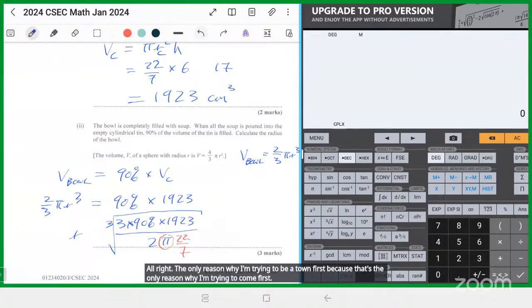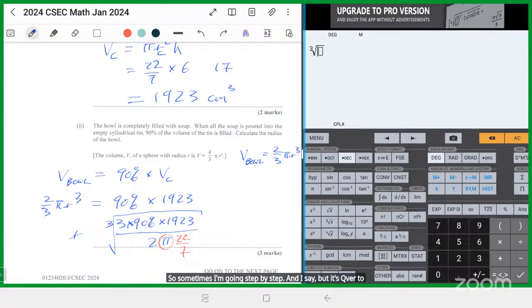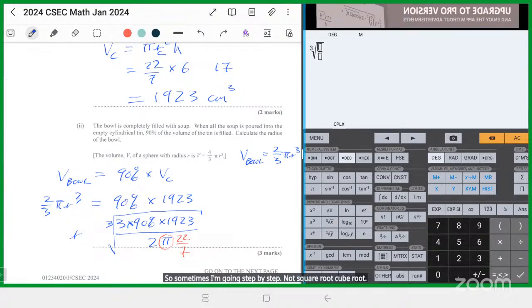All right, so sometimes I'm going step by step. But it's the cube root, not the square root. Cube root of a fraction. You're going to see it work.